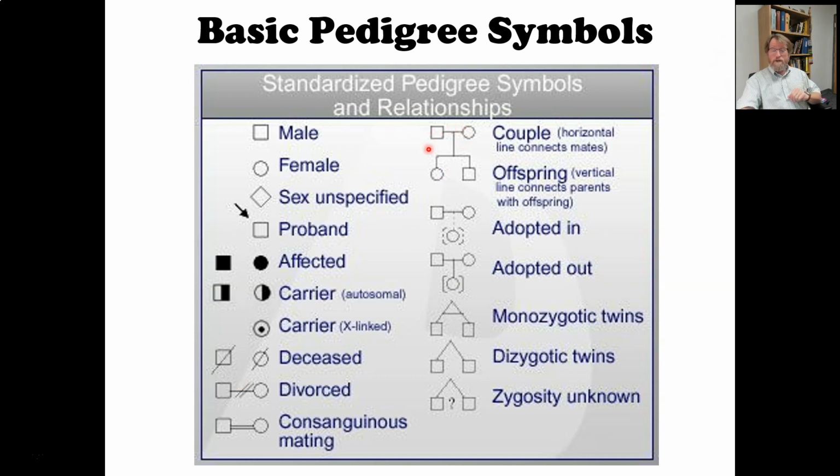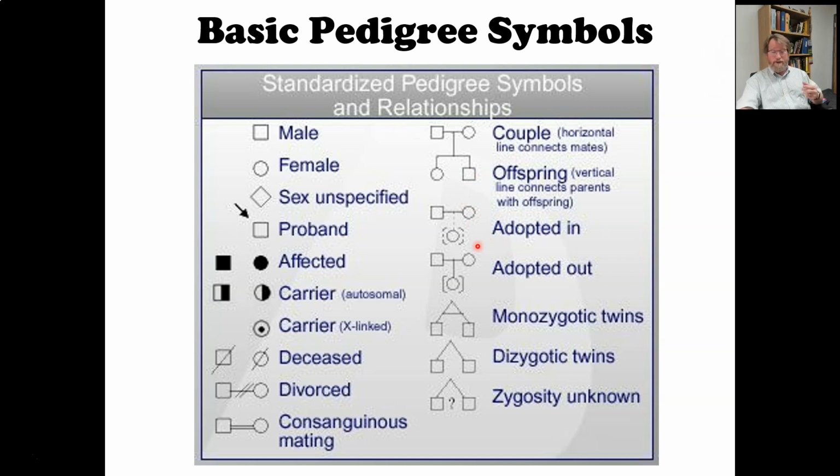Then we get up here and kind of a family of four here, where you have the husband and wife, showing with a horizontal line there, and then their two children. Okay, a daughter and a son. The oldest child is listed to the left, and then each subsequent younger child listed to the right. Then the next group here, the adoption.